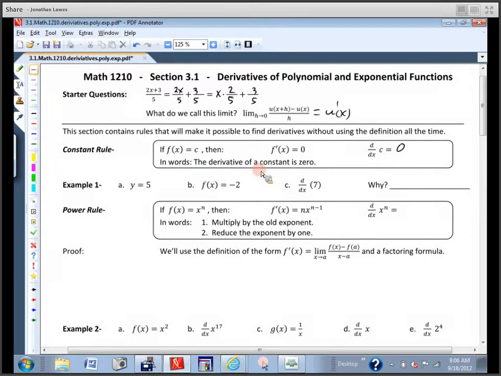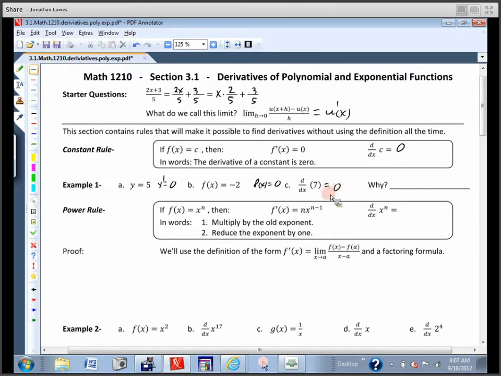So if we've got a function that's a constant, then its derivative is 0. Now, if we write this in prime notation, f prime of x would be 0, okay? Or the derivative with respect to x of a constant is 0. So if we say this in words, the derivative of a constant is 0. It's that plain and that simple.